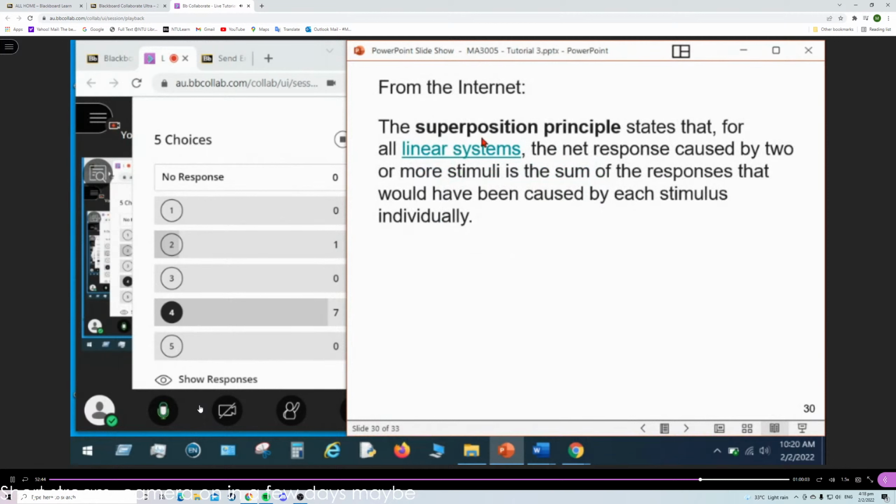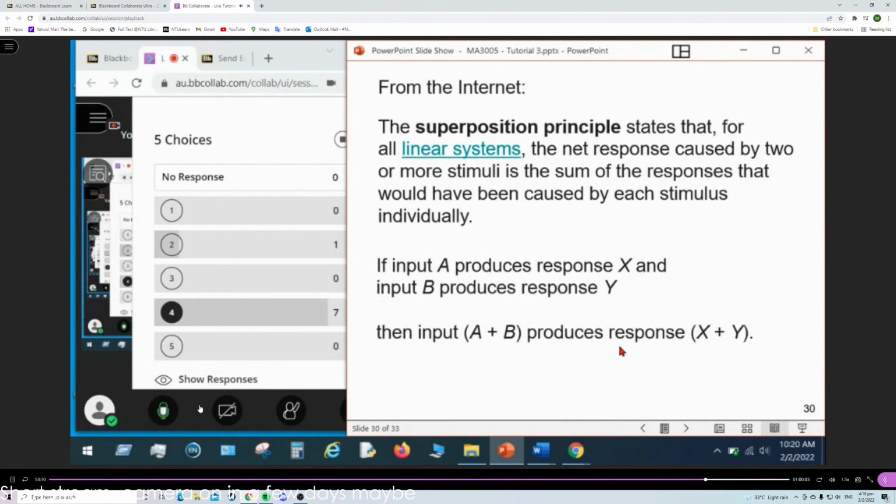The superposition principle states that for all linear systems, the net response caused by two or more, three, four, five stimuli is the sum of the responses that would have been caused by each stimulus individually. Understand, right? This is what we did. I will show what we did last week. In other words, if input A produces response X and input B produces response Y, then input A plus B produces response X plus Y.